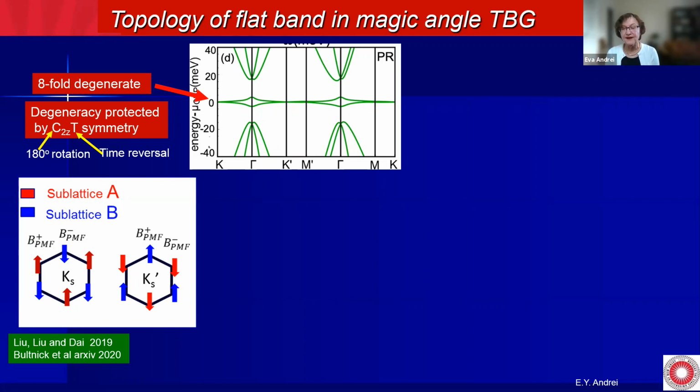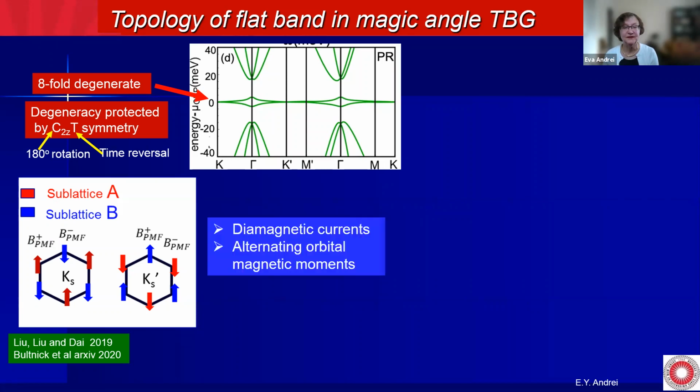Okay, so we said that we need flat band plus topology. We've shown that there is a flat band. Is it also topological? We've seen that this flat band has eightfold degeneracy. The degeneracy is protected by what's called C2z times T, so 180-degree rotation or inversion in plane times the time reversal. So these eight mini bands here are completely degenerate. So even though you have the pseudomagnetic fields pointing up or down, because they're degenerate, you cannot reveal the topology. So you have to do something in order to reveal it.